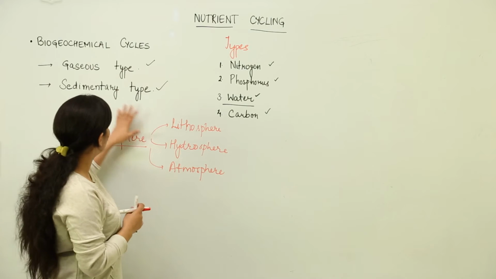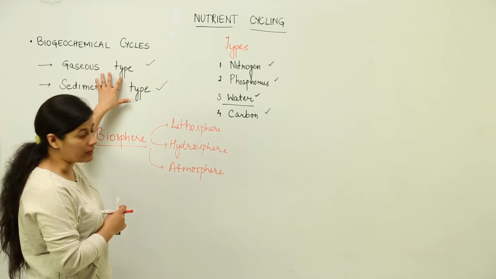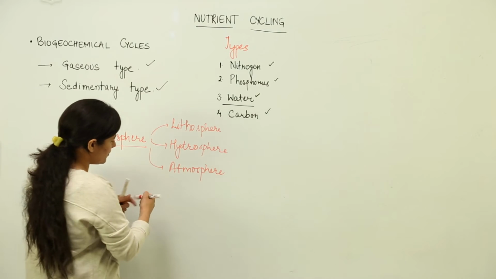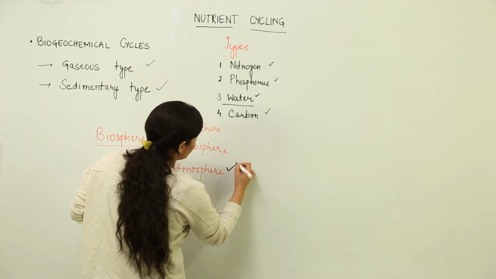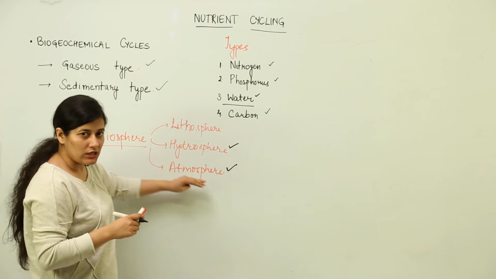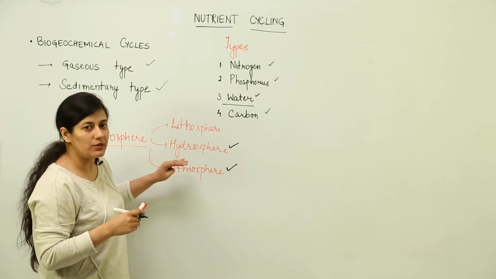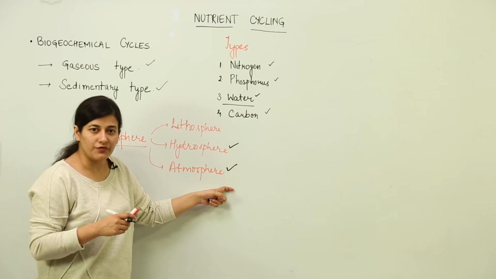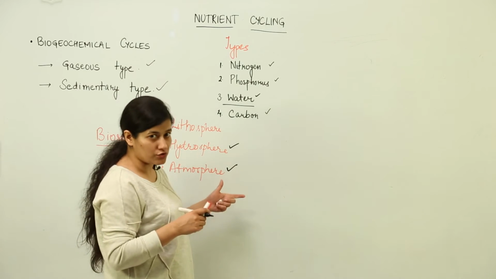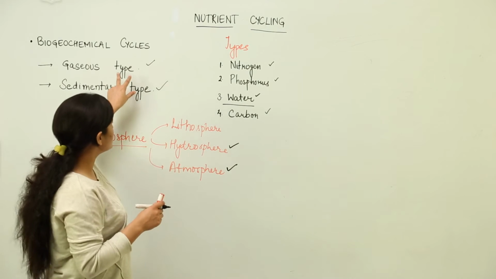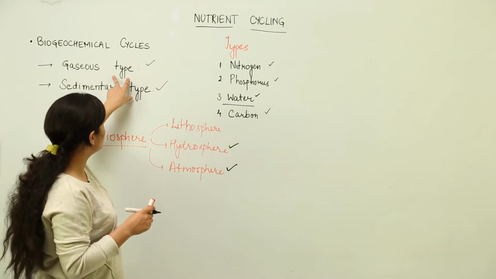So when we talk about a gaseous type of biogeochemical cycle, we are going to take the source of the nutrients to be present in the atmosphere or in the hydrosphere. Mostly in the atmosphere, the biogeochemical cycle will have the source of nutrient in the atmosphere itself. For example, I am considering nitrogen. You know, our atmosphere is 70% nitrogen. So such are the gaseous type of biogeochemical cycles.